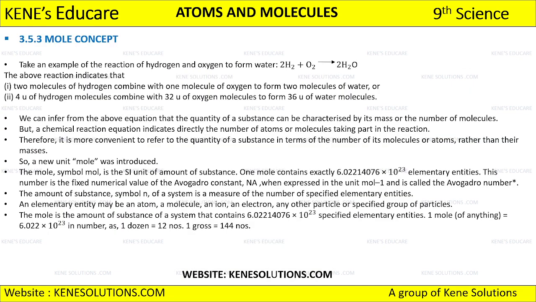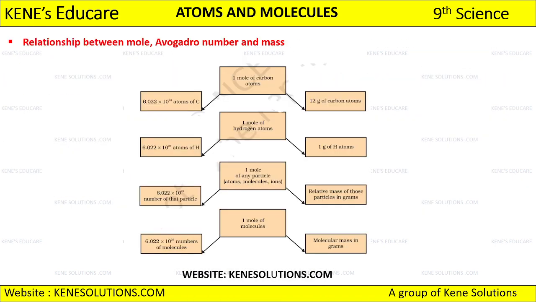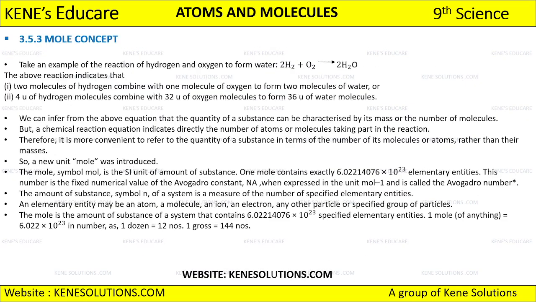After this, we have the next concept, the mole concept, to discuss. Take an example of the reaction of hydrogen and oxygen to form water. We know that when hydrogen and oxygen combine in a specific ratio, that leads to the formation of water molecules. So this is a balanced equation that they have given: 2H2 plus O2, when they combine together, leads to the formation of 2H2O.